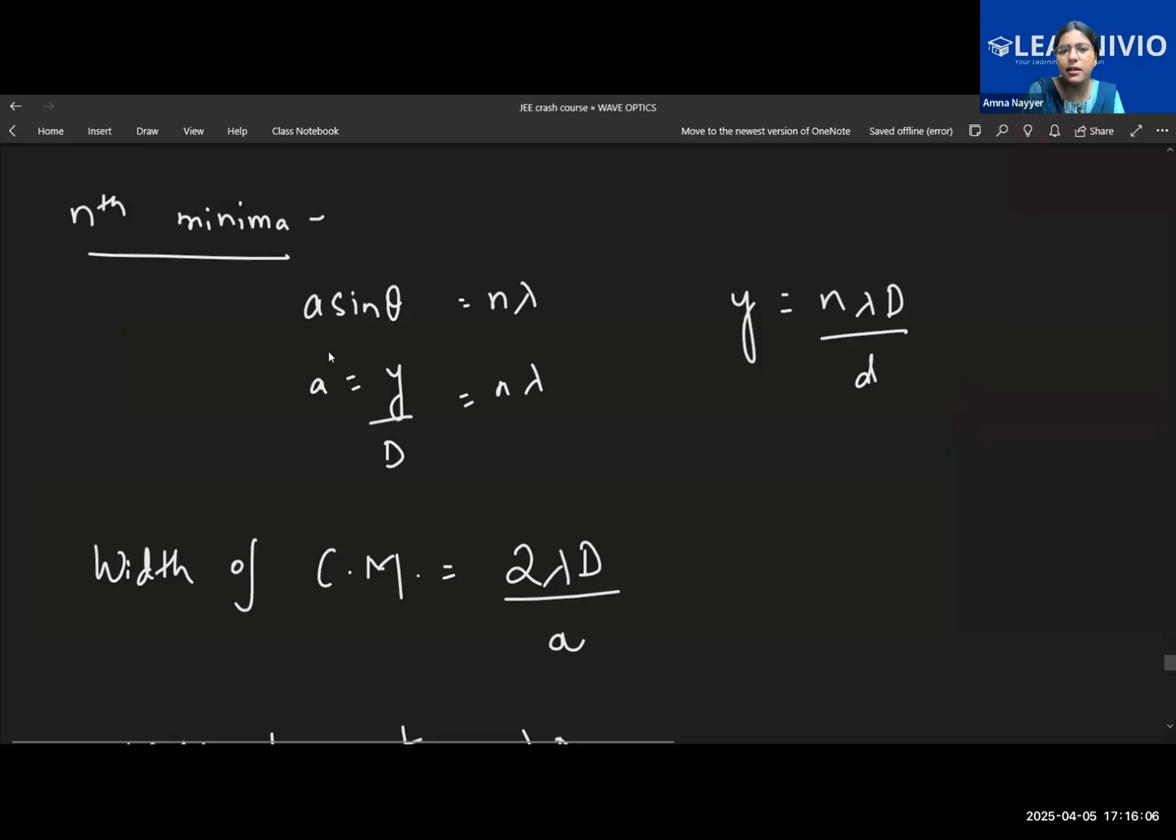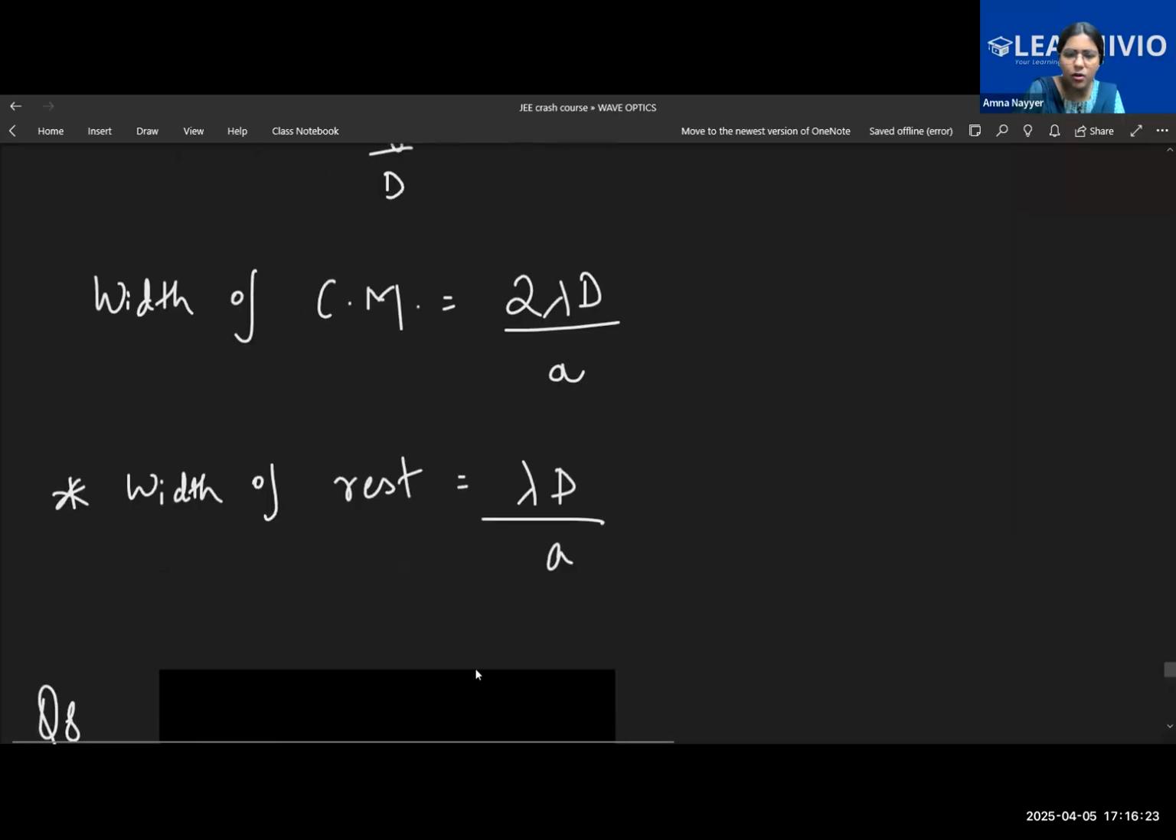Okay, now the formula part. For the nth minima, we write a sin theta is equal to n lambda. Also sin theta is y by D. Variables are the same. Everything is the same. It's just that one slit is there, diffraction is there, and the mechanism behind is different. Rest of it is the same. So that's why I've not written much over here. Just one or two things I've written.